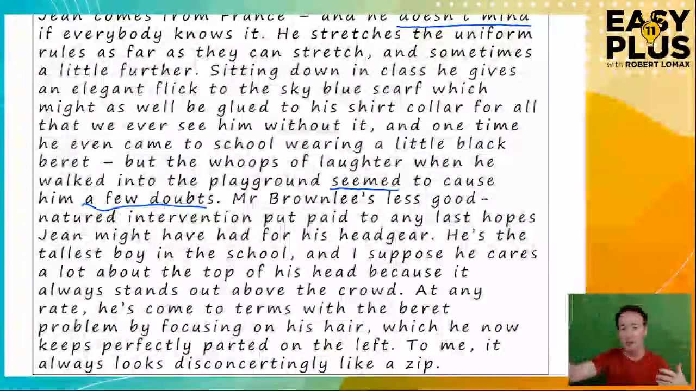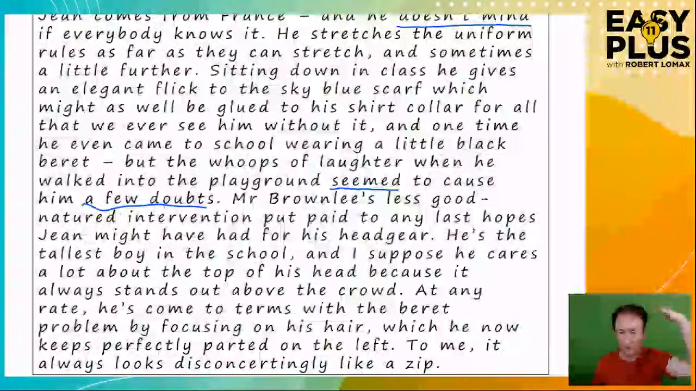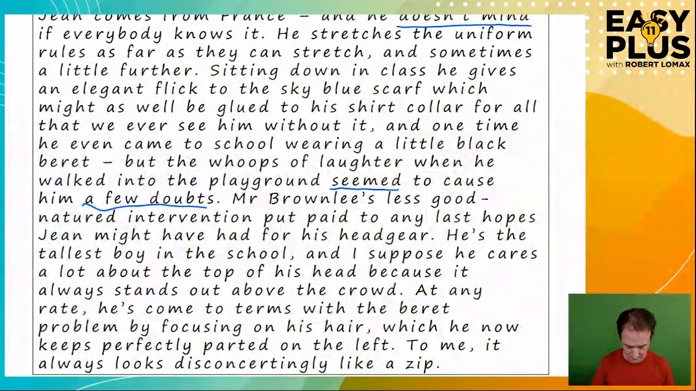And so we find out a lot of different things about Jean's personality through little hints, like the way that he doesn't mind if everyone knows it, through the way that the laughter only seems to cause a few doubts, the way that he still seems to have hung on to some last hopes up until the point when the teacher intervened. Then it must be the hair. And the way that the person talking about it, on some slightly less obvious level, actually seems to rather admire the character that he's writing about.